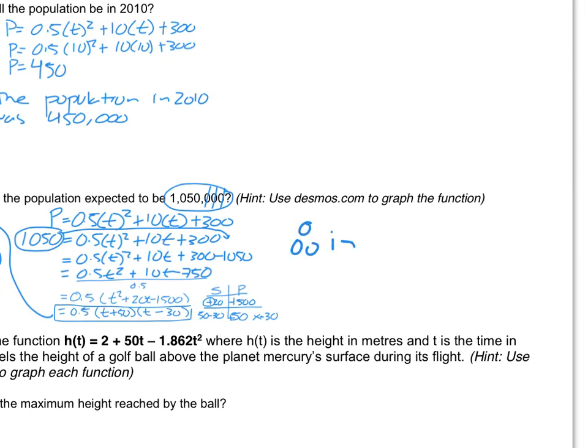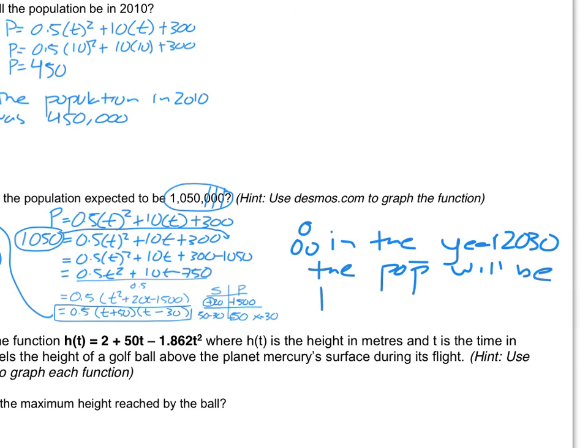So in the year 2030, the population will be 1,050,000.